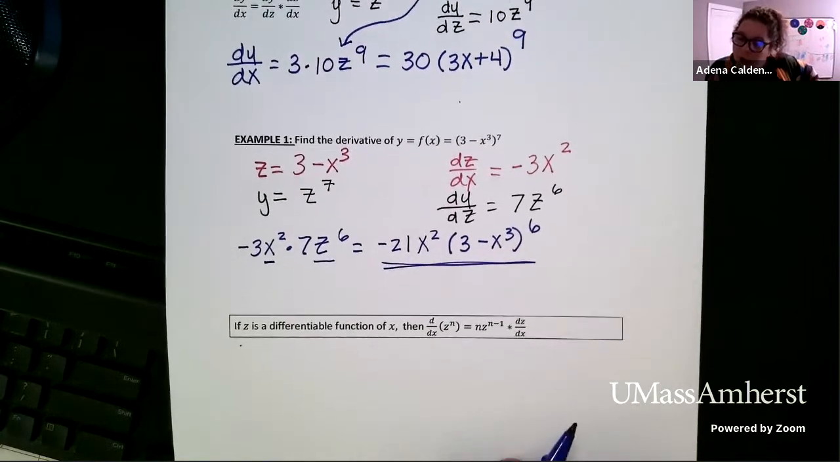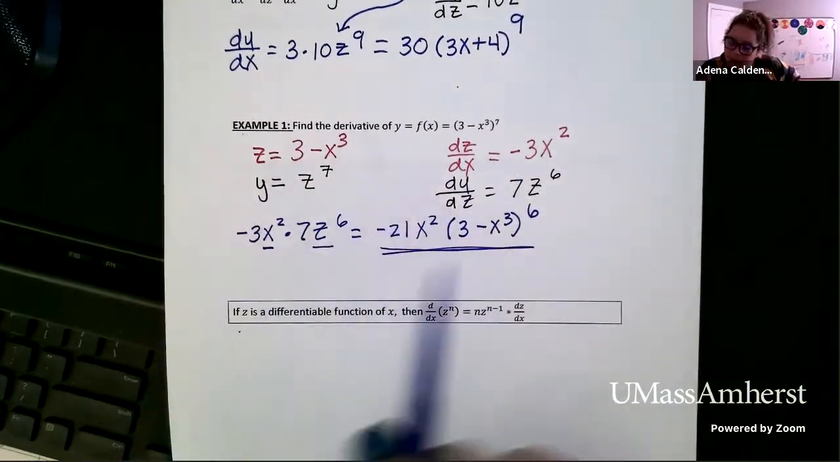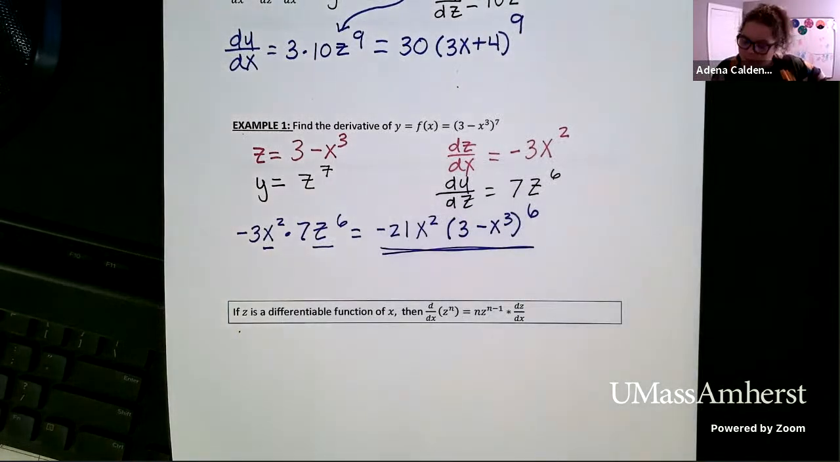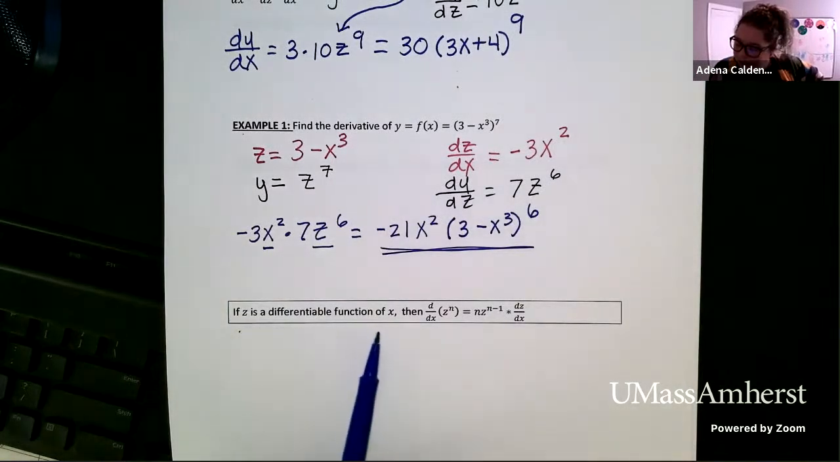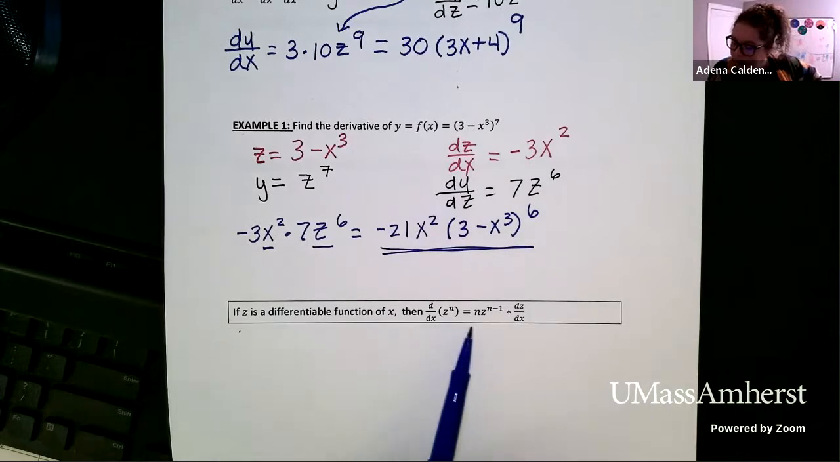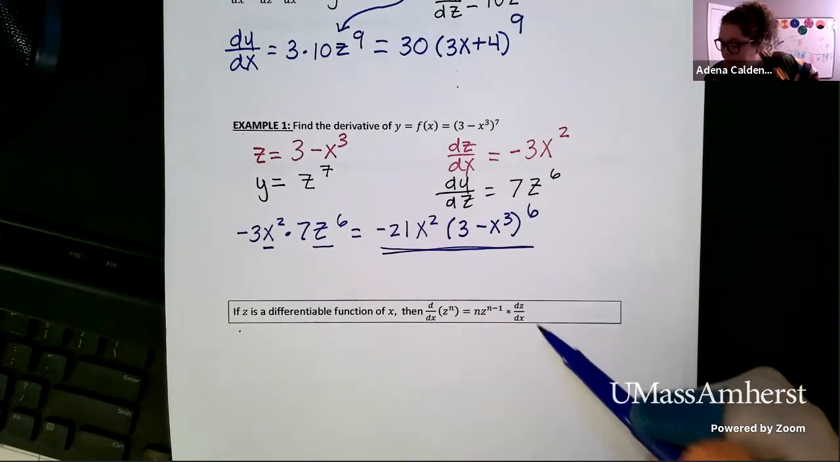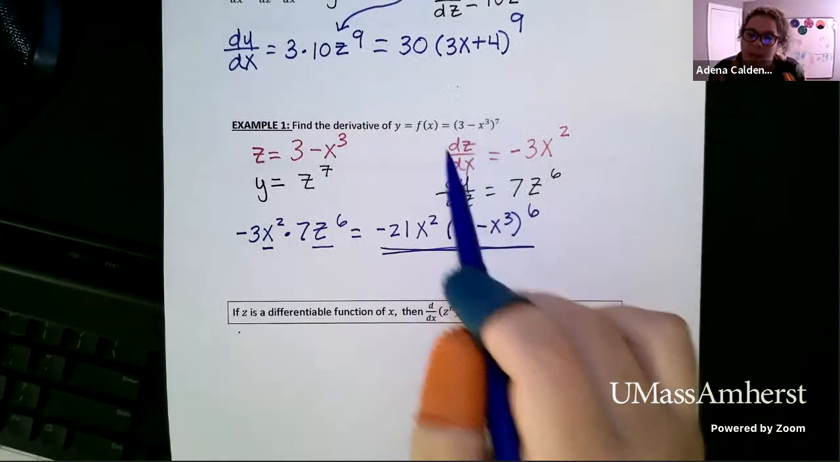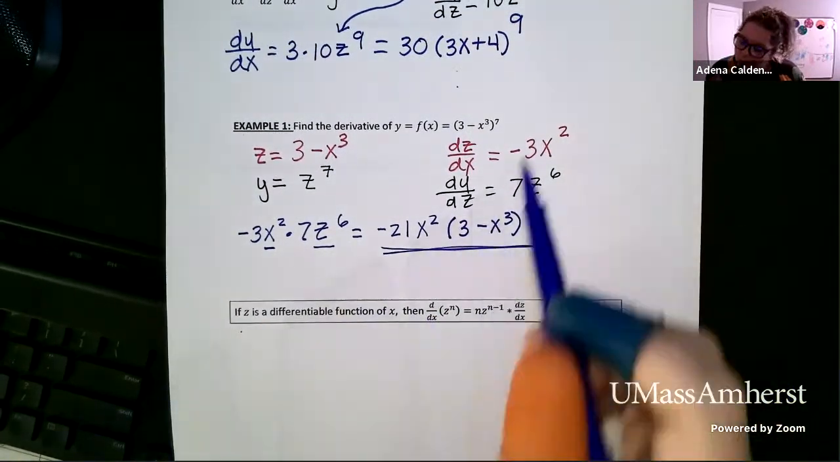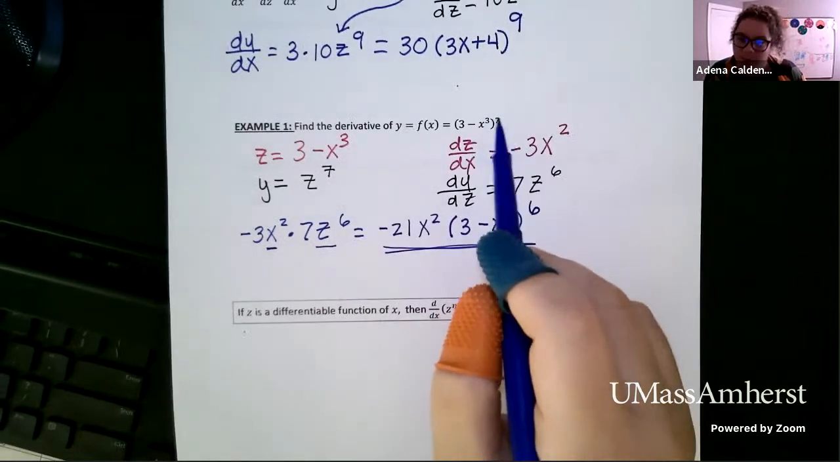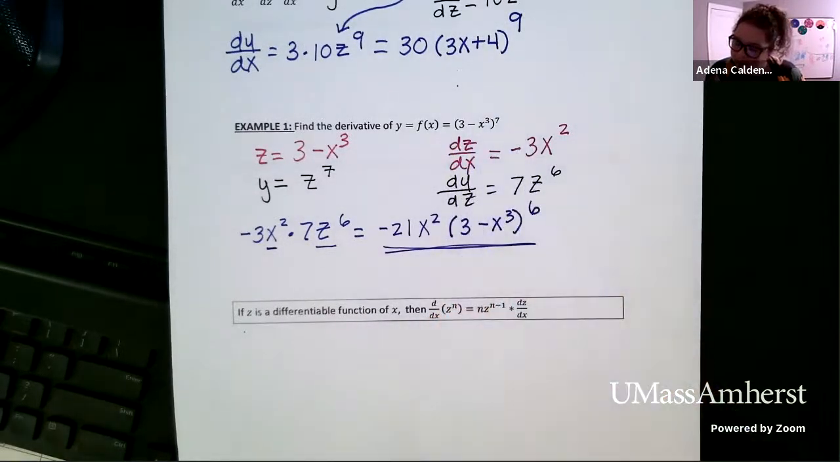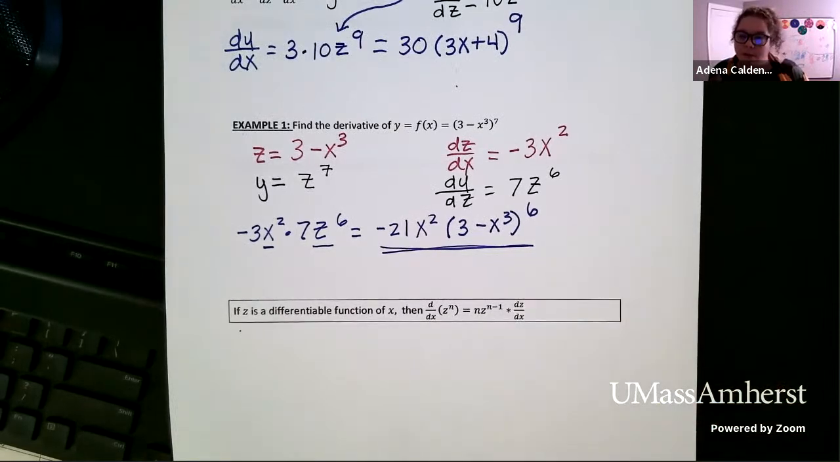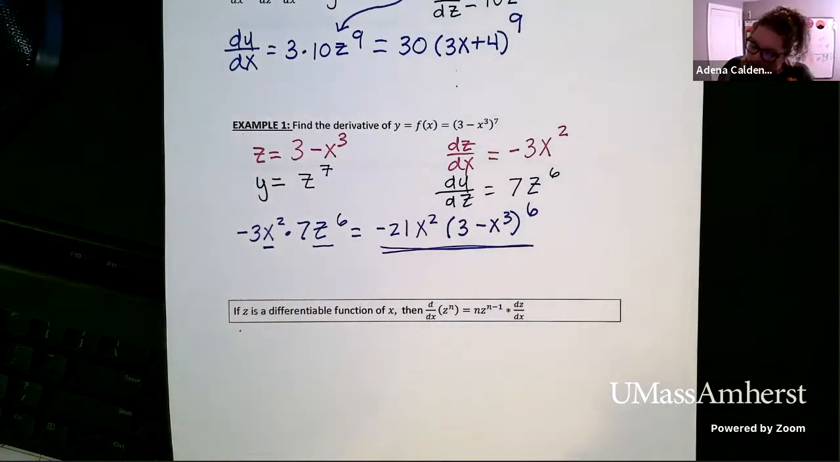Okay, so keeping that in mind, this is sort of what's happening in the background, the process, right? But if z is a differentiable function of x, then the derivative of z to the n equals nz to the n minus 1 times dz dx. So this looks a lot like our power rule, but what this is saying is that we can treat this function like a power rule, like we had from before, where we can bring the power down out front and subtract 1, right? Where everything inside stays the same, and then just multiply by the derivative of the inside. So what does that look like?